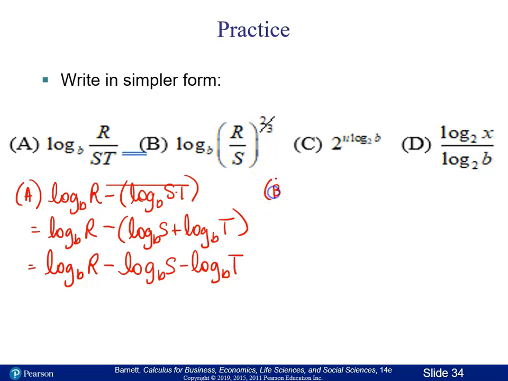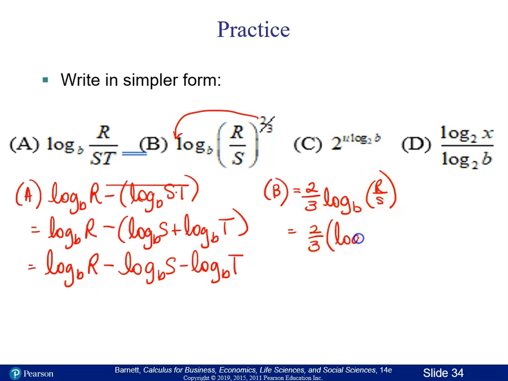All right, b, we've got an exponent here, so I'm going to bring that exponent down in front. So 2/3 log base b of rs. And then we know that that r is divided by s. So what I can do is break that apart into subtraction of the two logarithms. And if we wanted to, we could distribute the 2/3.